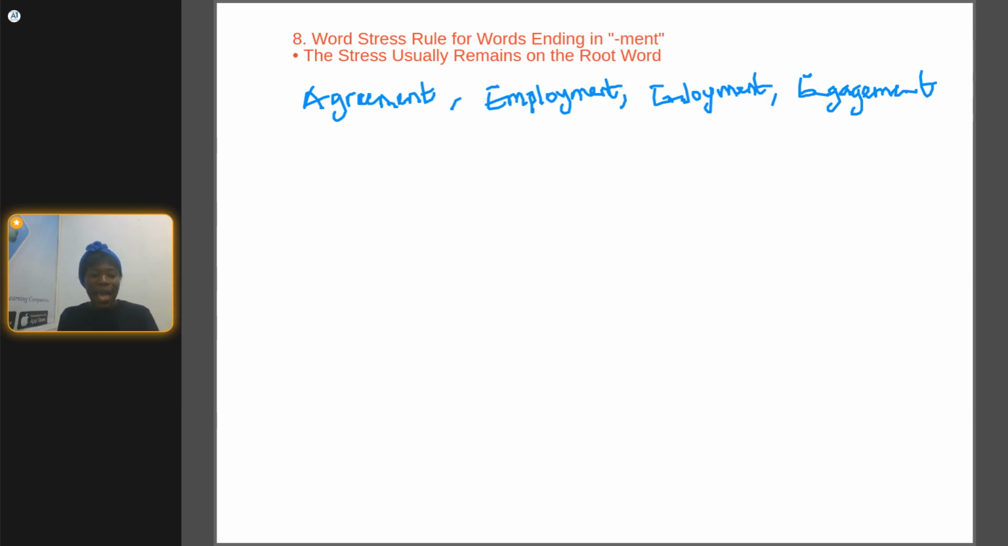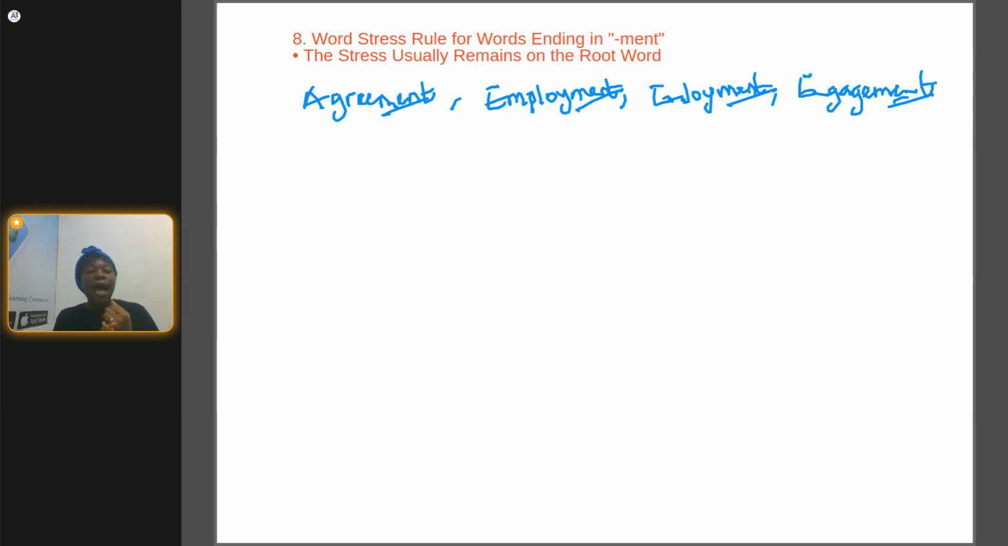Now, all of these words end with ment. So if you remove ment from agreement, the word you have left is agree. When you remove ment from employment, the word you have left is employ. When you remove ment from enjoyment, the word you have left is enjoy. When you remove ment from engagement, the word you have left is engage. Now, you know that the next thing is to look for the stressed syllable in this word.